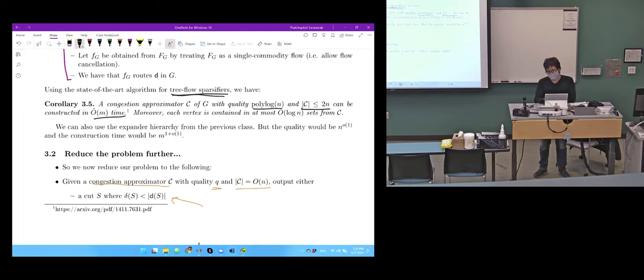And actually, you know something more that might be useful to think about. Because for the tree-flow sparsifier, everything that is known in the literature actually has depth just log n. So it means that every vertex is contained in at most log n sets. So there are no very nested parts.